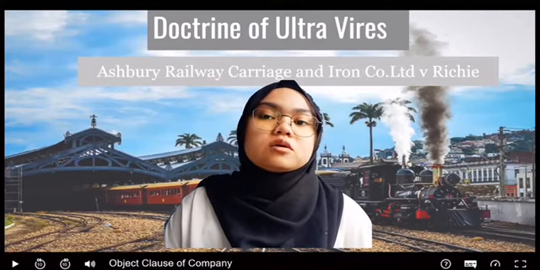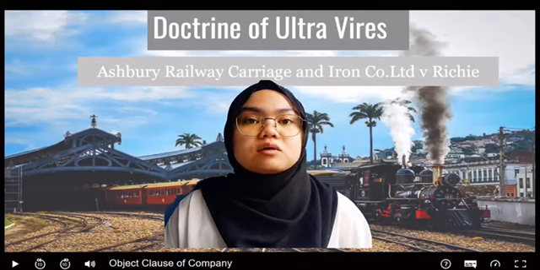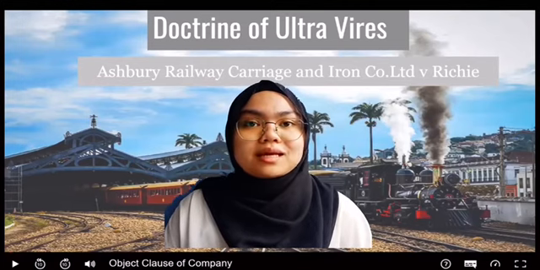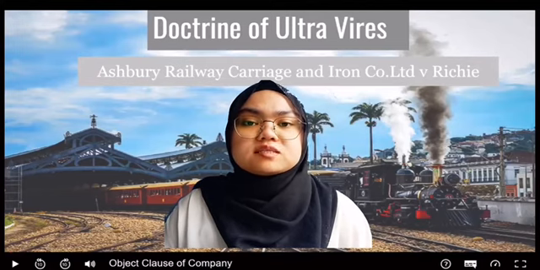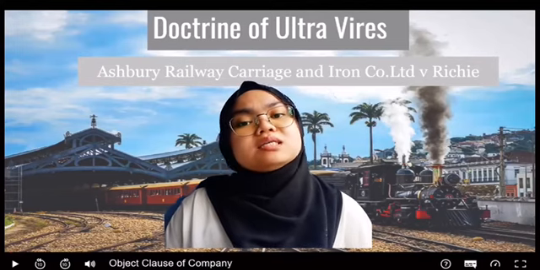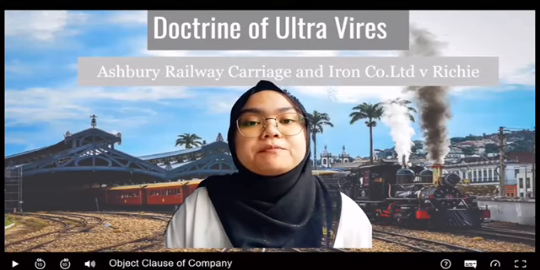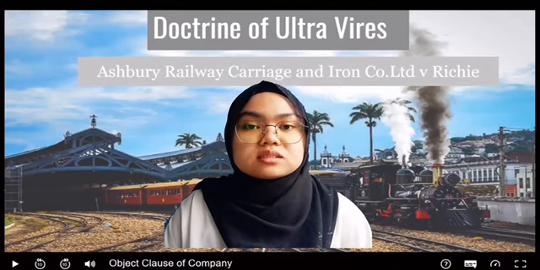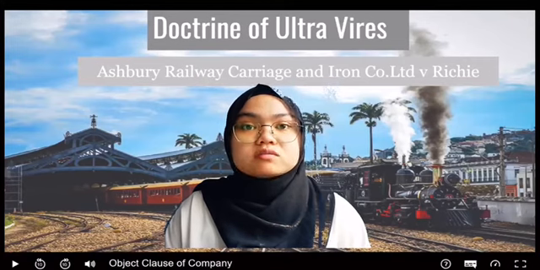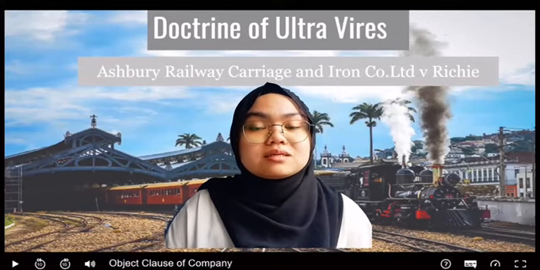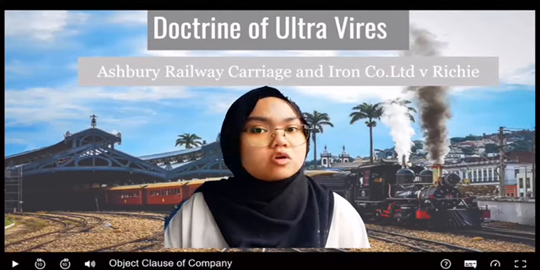Let's take an example of a case law between a company and a guy. The company name is Ashbury Railway Carriage and Iron Company Limited versus a guy who is Riche. The company's objective is actually to make and sell or lend on hire railway carriages and wagons and much more. But the company agreed to give Riche and his brother a loan to build a railway in Belgium. Later, the company repudiated the agreement, so Riche sued the company because the company was breaching a contract.